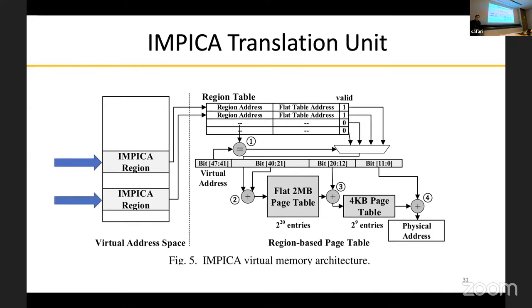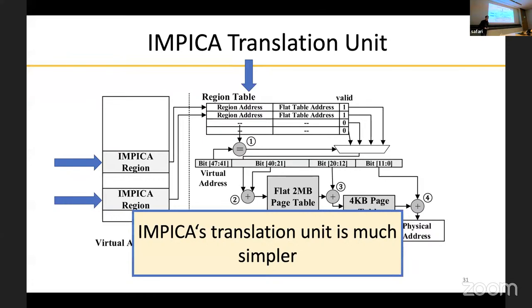This is the translation unit of the MPCA. Here on the left hand side, you can see the MPCA regions, which would correspond to different data structures you want to store in the MPCA or in the accelerator. Those regions first get processed by the region table if there's a memory request. So the program has to specify beforehand where exactly, for example, the binary tree lies in memory, tell this to the region table, and it will arrange the rest. And then there are also 2 normal page tables in order to give a larger memory space to work with. So the MPCA translation unit is much simpler than the one we've seen before with 5 or 6 page tables.